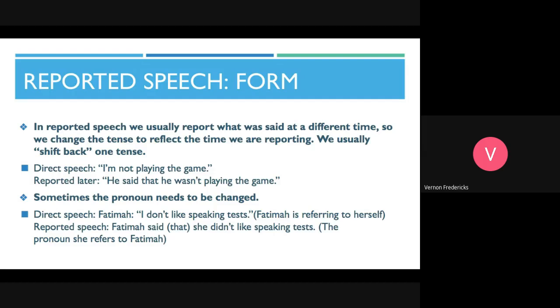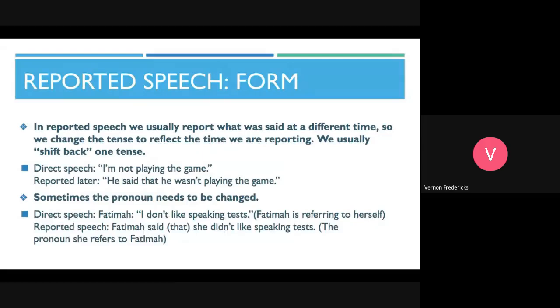Am to was. That's the verb changing taking place. So we shift one back. The first sentence is present simple, or present continuous: I am not playing the game. And in the second sentence, we have past continuous in the reported speech, that he wasn't playing the game. Okay, so we move one back.